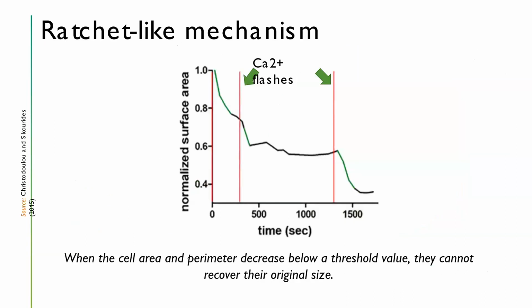Another thing in the biology that we need to look at is this ratchet-like mechanism. You remember the mesh-like F-actin structures that I mentioned that were preventing the recovery of cell size. Those red spikes that you see on the graph are calcium flashes. You'll notice that after a calcium flash occurs, there's a sharp decrease in the cell area. Then there's a subsequent recovery of the cell area, but it never quite gets back to its pre-calcium flash state. So when the cell area and perimeter decrease below a certain threshold value, they cannot recover the original size. This is what we'll call the ratchet-like mechanism.